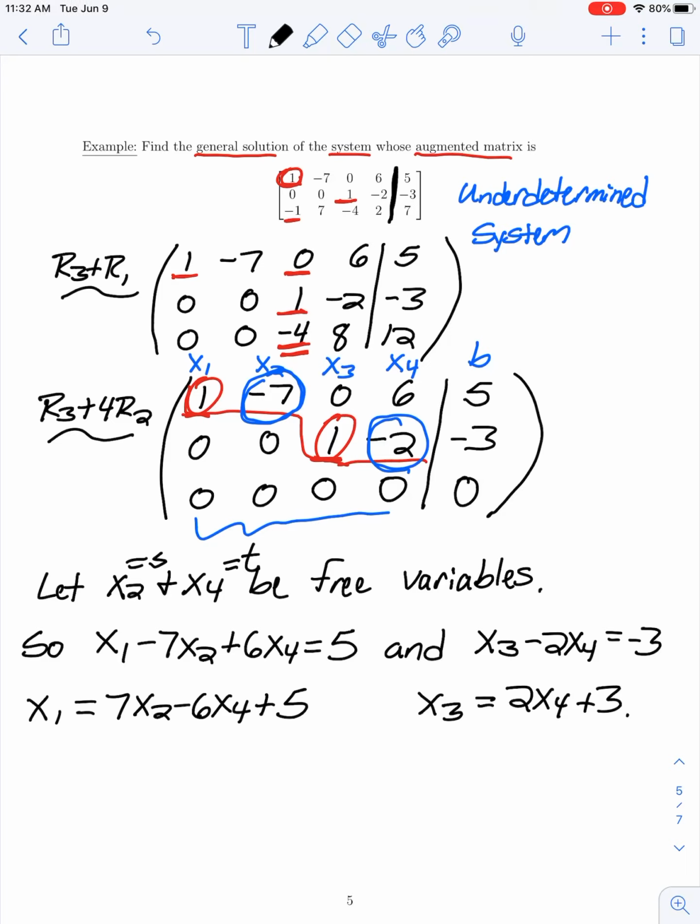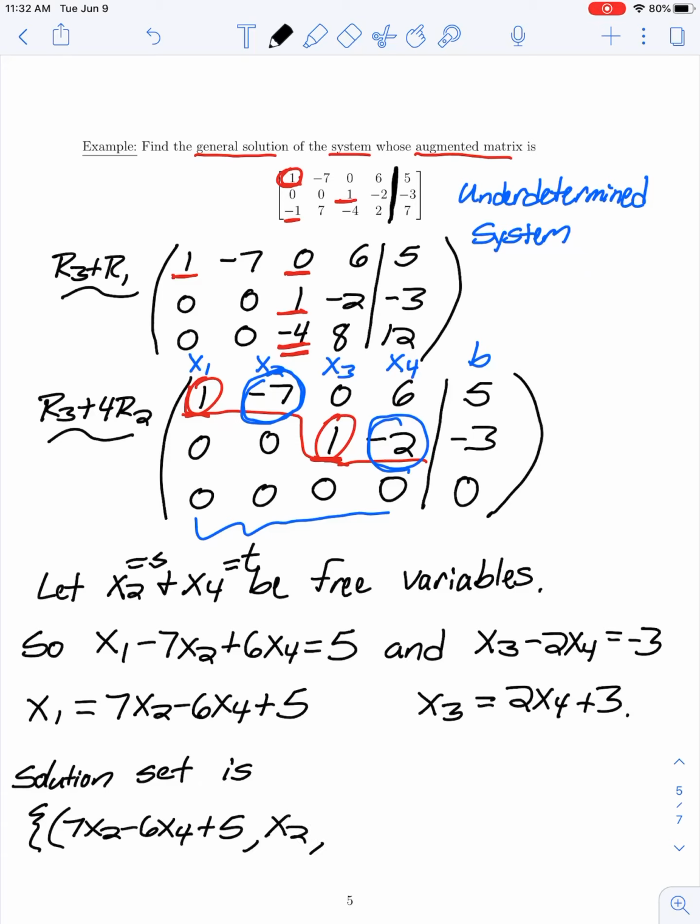So once I've solved for all of my variables, I can write out my solution set. So here, our solution set is the set of ordered quadruples x1, x2, x3, x4, where x1 was given by 7x2 minus 6x4 plus 5, or you can use s and t instead of x2 and x4 if you prefer.